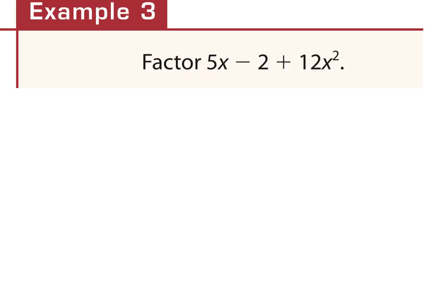All right. So when you are factoring something, you definitely want to have everything in standard form before you start, which means highest exponent to lowest exponent. So I am going to start by rearranging this. I'm going to put the 12x squared first, then the 5x, then the minus 2.